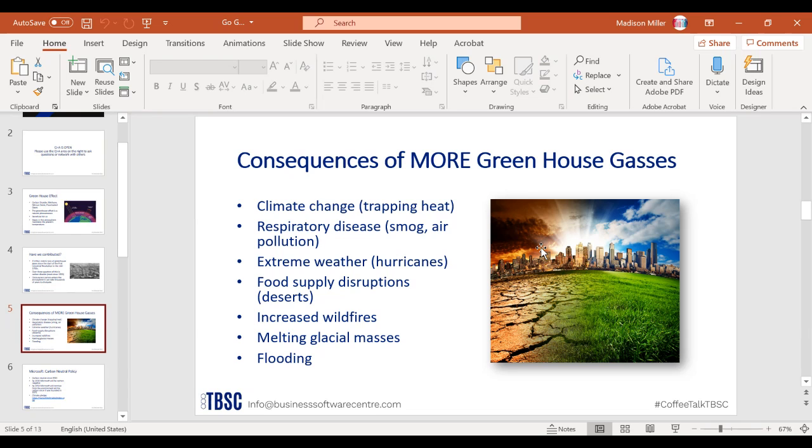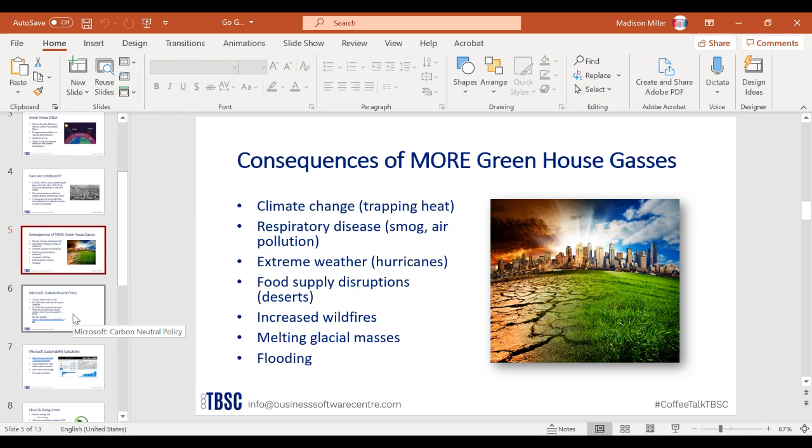Another consequence is extreme weather, one of them being hurricanes. Then, of course, there are food supply disruptions, meaning food deserts, not having enough food for livestock even. There can be increased wildfires, melting of glacial masses, and of course flooding can also be a cause of what we're contributing to the greenhouse gases currently.